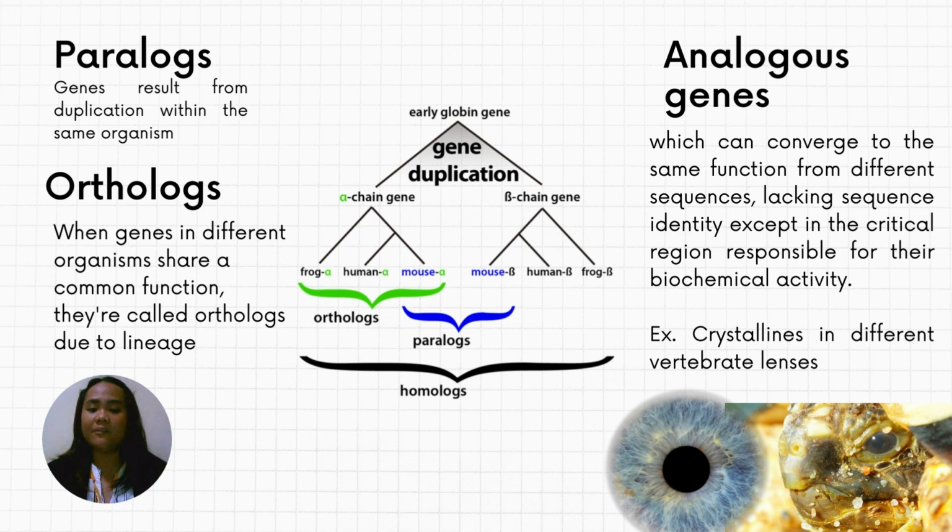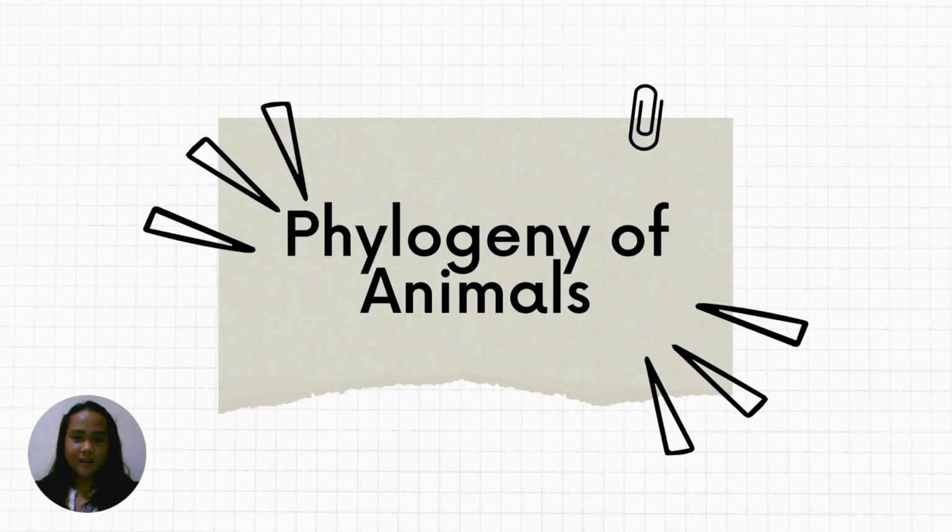And finally, we have analogous genes, which can converge to the same function from different sequences, lacking sequence identity except in the critical region responsible for the biochemical activity. A great example of this is the crystallins in the vertebrate lens, where diverse proteins are employed to create a transparent lens. Even though these different types of proteins don't share any common primary sequence, they all work together to fulfill the same purpose. Moving on to the phylogeny of animals.